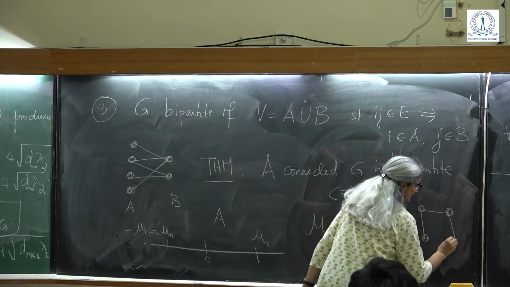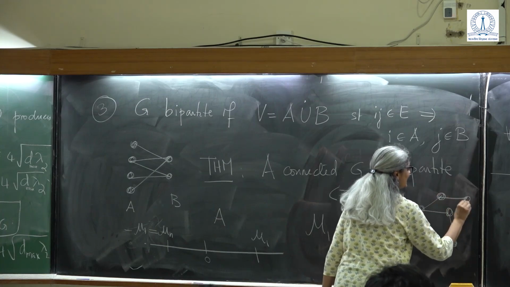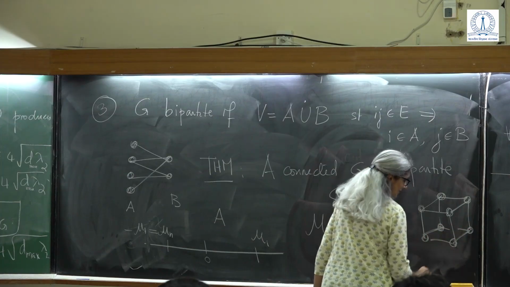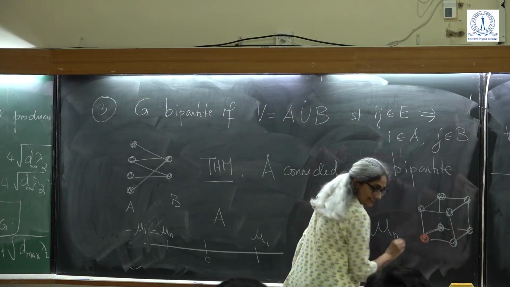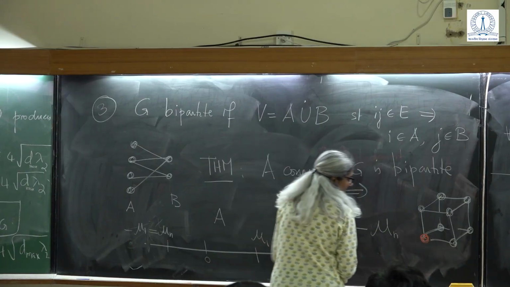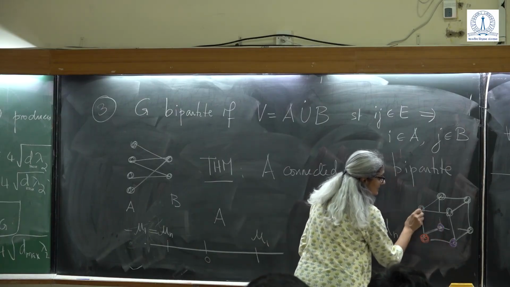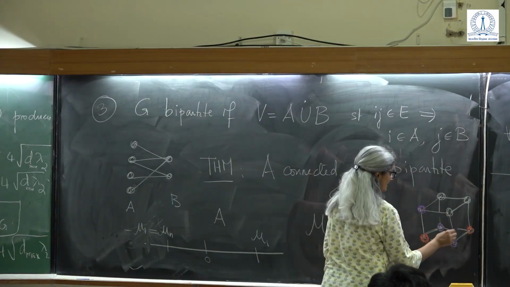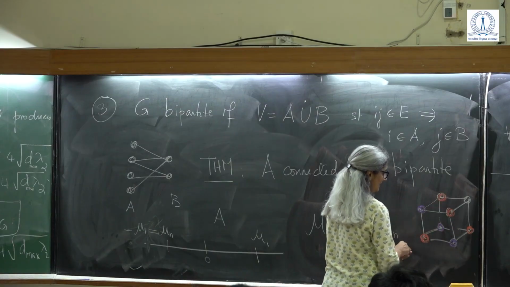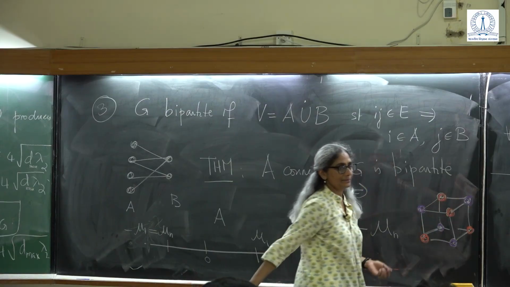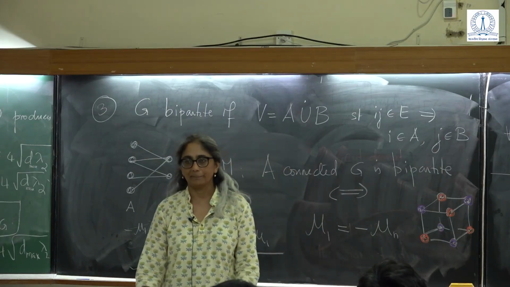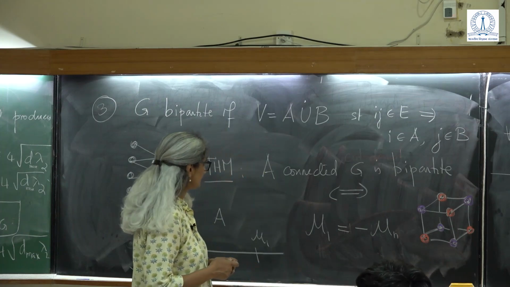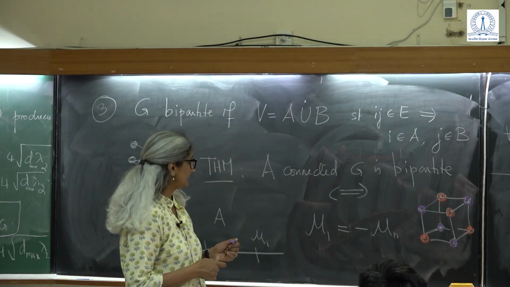Okay, let's draw it. Good. So if I color this one red, then I've got to color these in the other color class, those are in B, and then this has to be red, this has to be red, that has to be red, and this one has to be purple, okay? So it's bipartite. So hypercube graphs are bipartite, in any dimension.